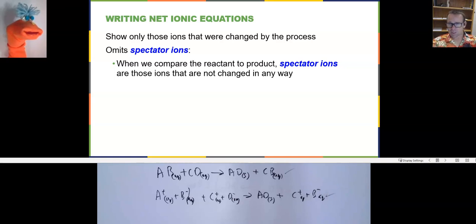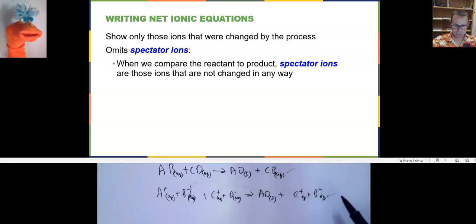And now if we cross out the spectator ions, we see the things that on the left haven't changed going to the right. In this case, it would be C plus and B minus. Haven't changed. The A and the D have come together to form a compound here. So we can identify the spectator ions to create what we call the net ionic equation.